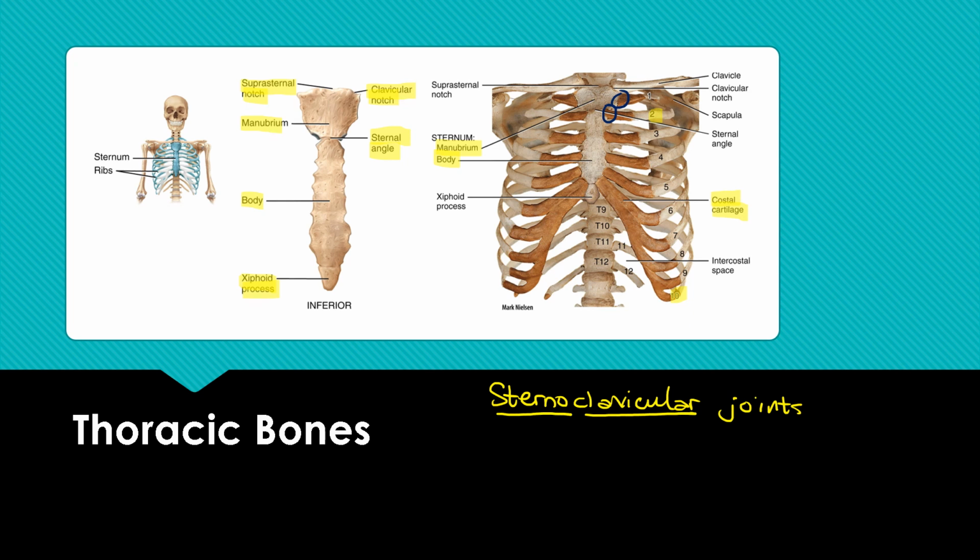Now the xiphoid process down here consists of hyaline cartilage during infancy and childhood, and it doesn't completely ossify until about 40 years old. There's not going to be any ribs attached to the xiphoid process, but the xiphoid process does provide attachment points for some abdominal muscles. Some abdominal muscles are going to be attached here.